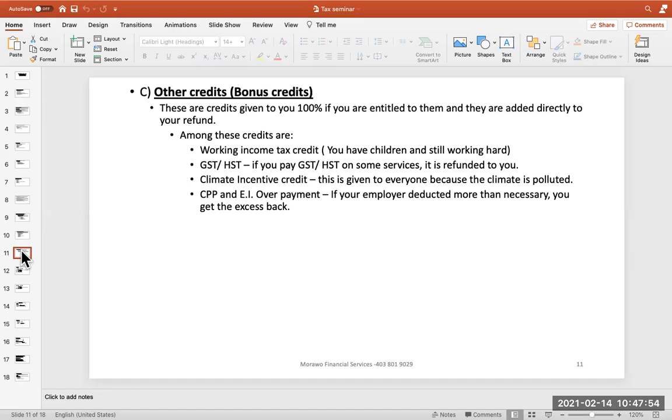Then CPP and EI. So your employer is deducting this on a monthly basis. At the end of the year, it's possible they over-deduct. And so what happens is the government says, okay, we asked them to take 300, they took 400. The balance of $100, we're giving it back to you. So these are other credits that are given to you 100%. That's why I call it bonus credit. Next slide.